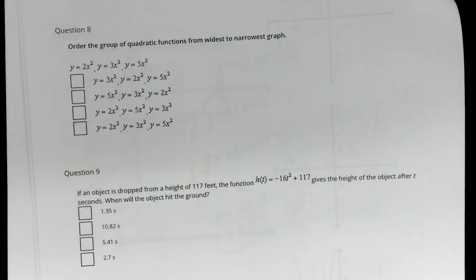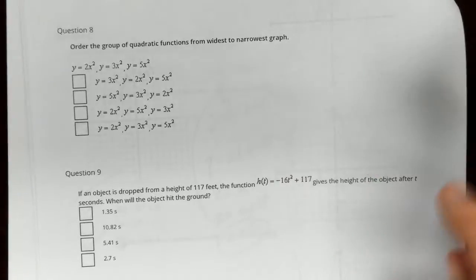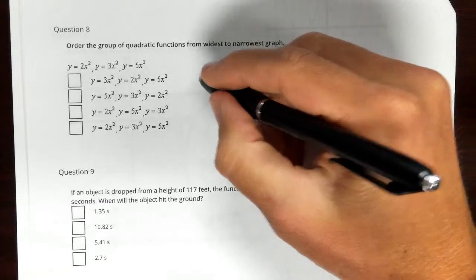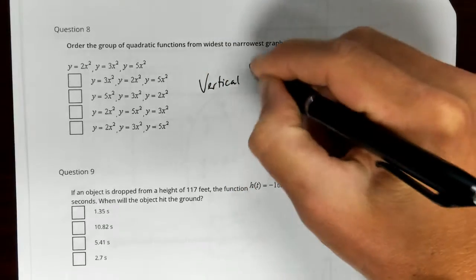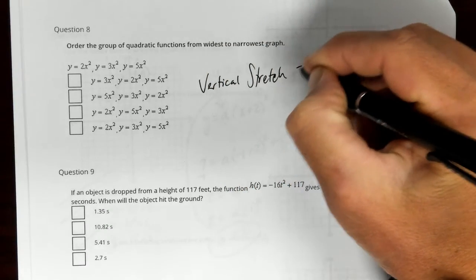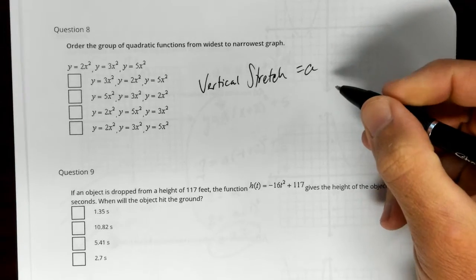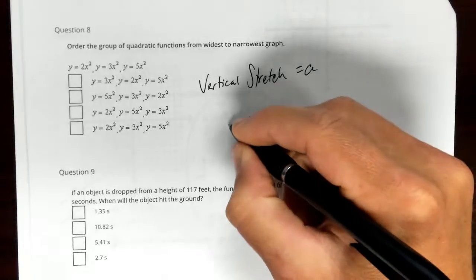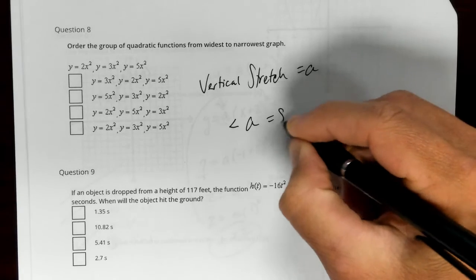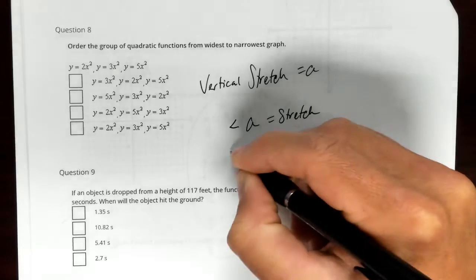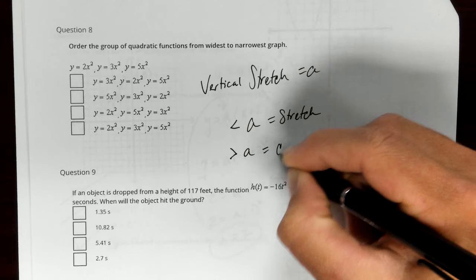Moving right along. Looking at the order that I write polynomials. Oh, sorry, no, I'm ahead of myself. Okay, it says order the quadratic functions from widest to narrowest. Okay, so what changes for it to be a vertical stretch? So a vertical stretch involves the a value. So the bigger the a, it's a stretch. The smaller the a, it's a compression.